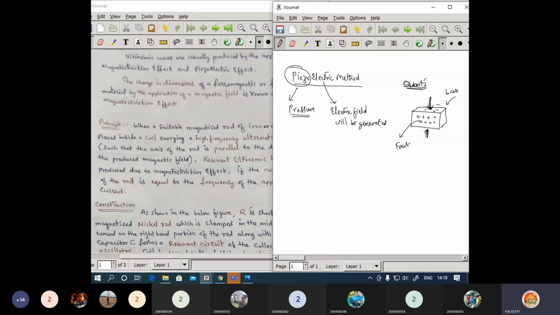Consider this is the back face here, not the top. Okay. So you are going to have the charge creation here due to the application of pressure. So that is the thing here. By means of pressure, you are going to get the electric field. So we consider this as a piezoelectric effect.